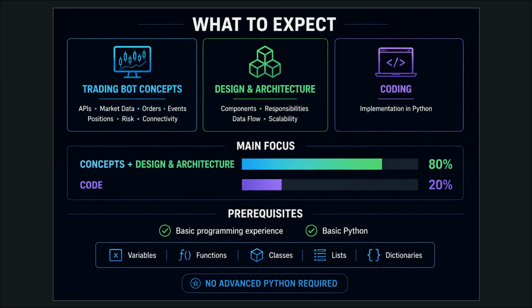Perhaps more importantly, some basic programming experience will help when we start talking about the architecture of the system, why we separate responsibilities into different classes, how those components communicate with each other, and why we deliberately don't allow certain parts of the system to know too much about other parts. But none of that requires advanced computer science. A beginner's level of programming experience is perfectly sufficient. And throughout the course, I'll spend much more time explaining why we're designing something in a particular way than explaining Python syntax line by line.